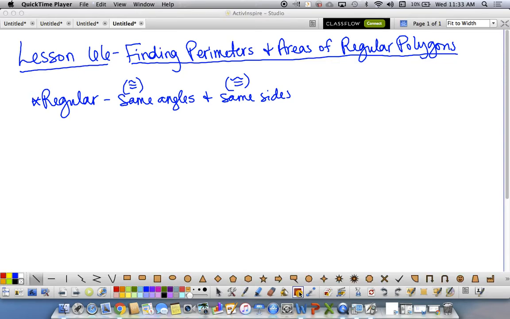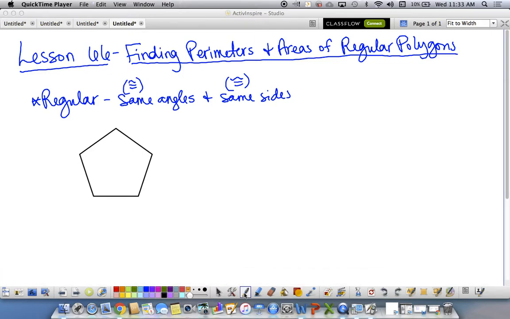Okay, but I'm going to do one a little bit different. I'm going to do a pentagon. A pentagon has 5 sides. If this is a regular pentagon, every side length is the same and every angle is the same measure. One thing we need to notice about regular polygons is that we'll have a center. So the center, I'm going to put a C there.